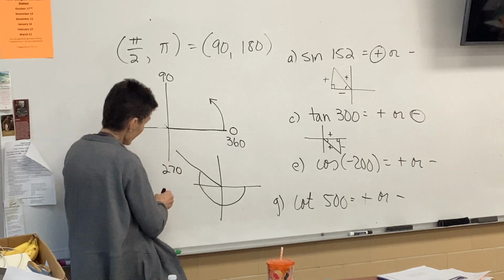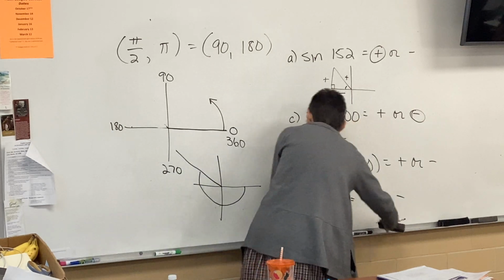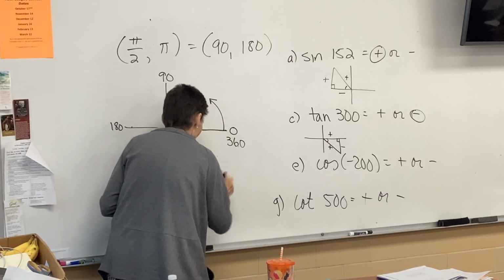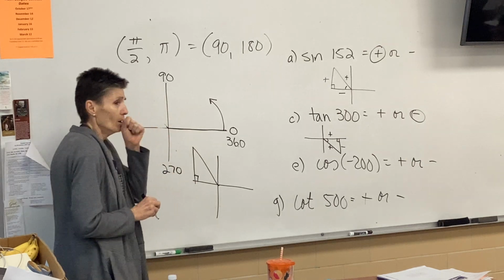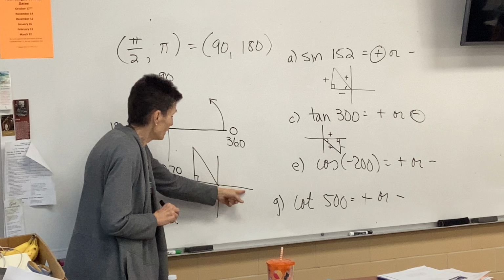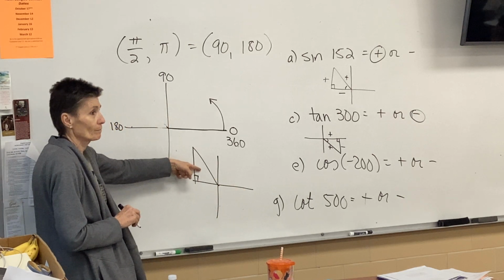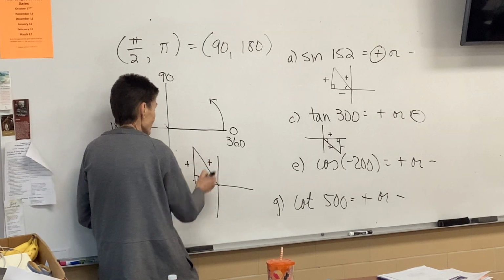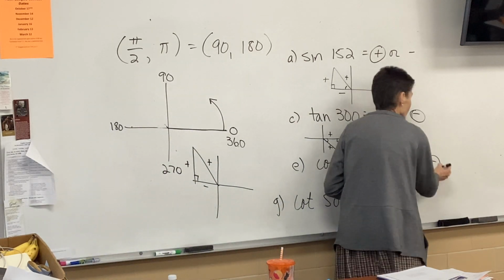So now I have, for cosine negative 200, a triangle in quadrant 2. 90, 180, a little bit more. Positive, negative, positive. I want cosine. Did you say negative?